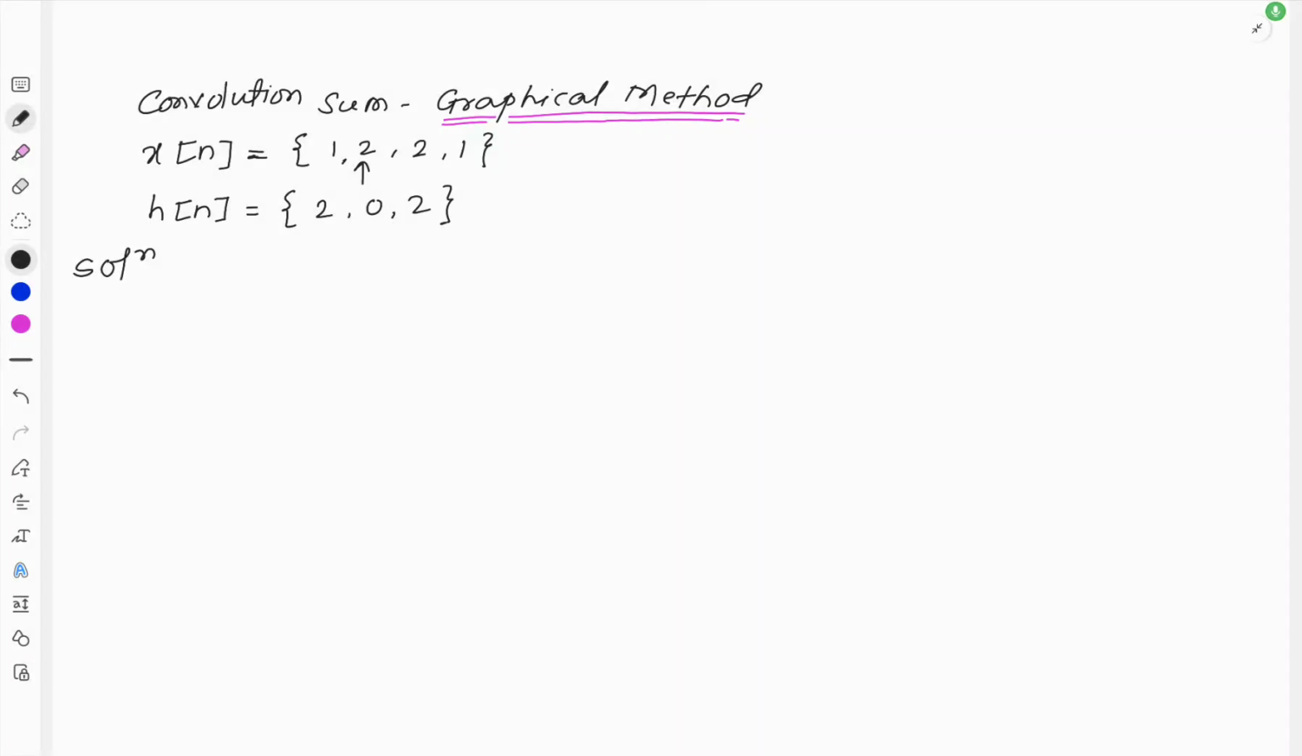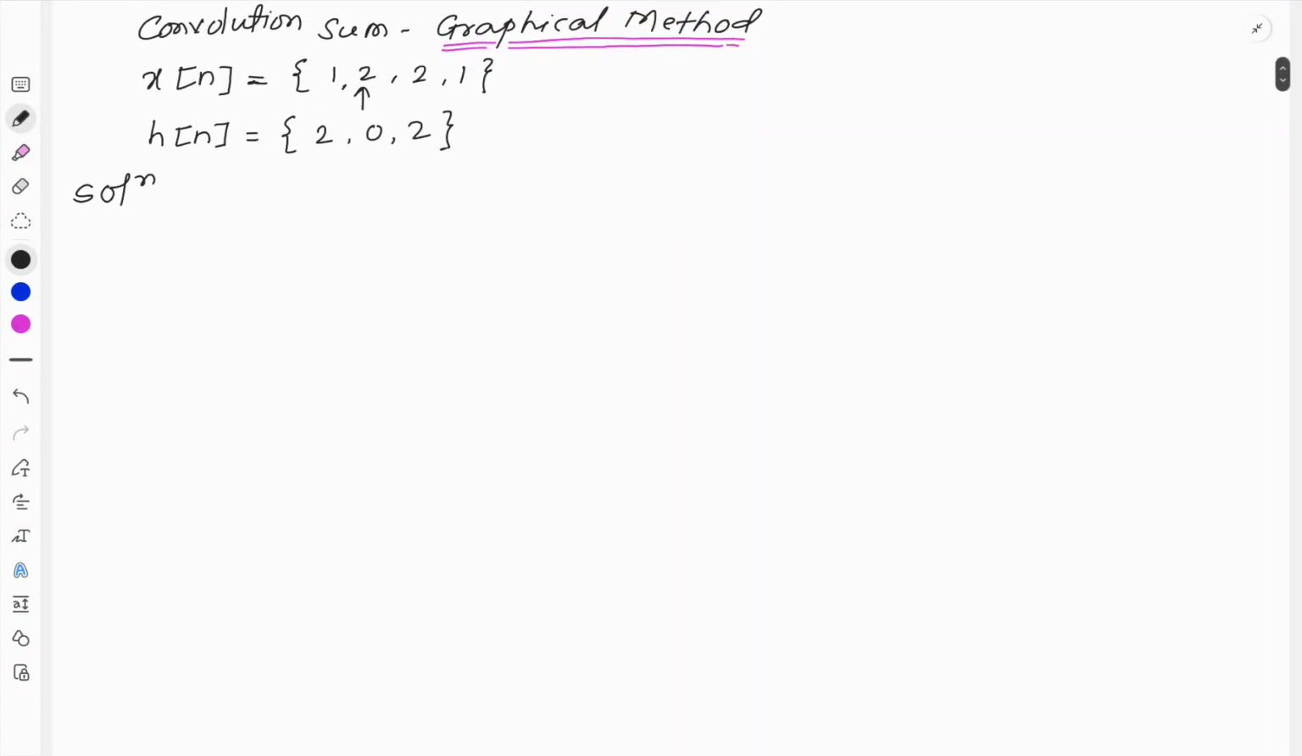In this video, we are going to solve an example based on convolution sum using the graphical method. In order to study this graphical method, we have the input signal x of n, which is a discrete signal given as 1, 2, 2, 1, and an arrow is placed at 2. Then we have the impulse response of the system h of n, which is again a discrete signal, given as 2, 0, 2, and here in this case the arrow is not given.